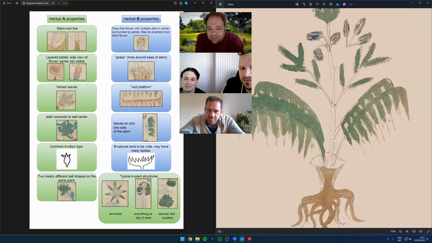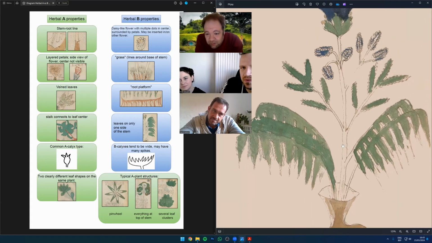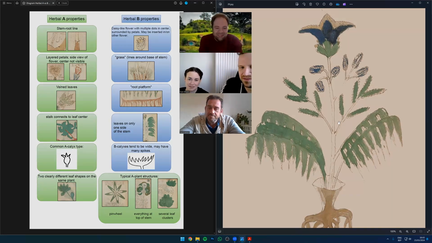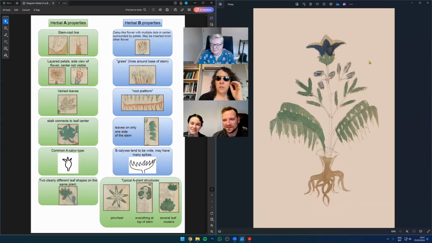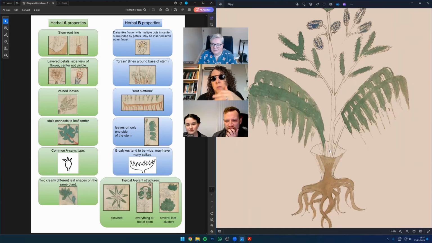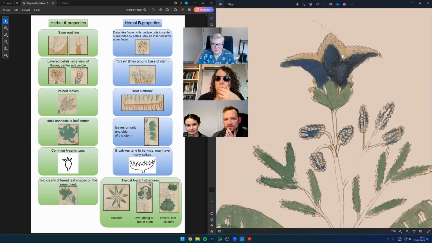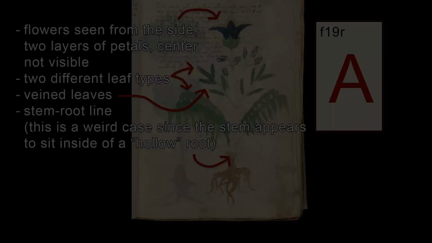Very defined root stem. And several other things. Differently shaped leaves. And there's a root platform, the root line. Yes. And I agree, I think it's closer to an A type. And a typical A flower also.